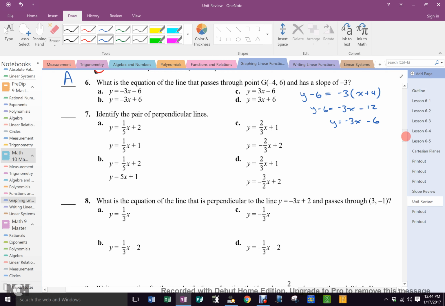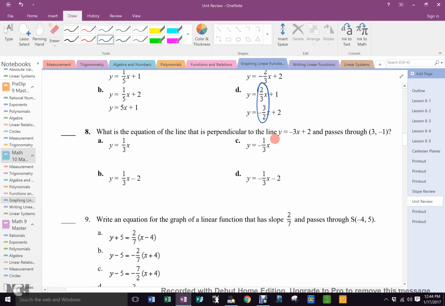Sweet. Identify perpendicular lines. If they are perpendicular, what happens to their slopes? They flip and they change signs. Are those slopes flipped and changed? No. Are those slopes flipped and changed? No, they're just flipped. Are those slopes flipped and changed? No, they're just changed. So what's the only one left? 2 over 3, negative 3 over 2. D, as in doorknob.